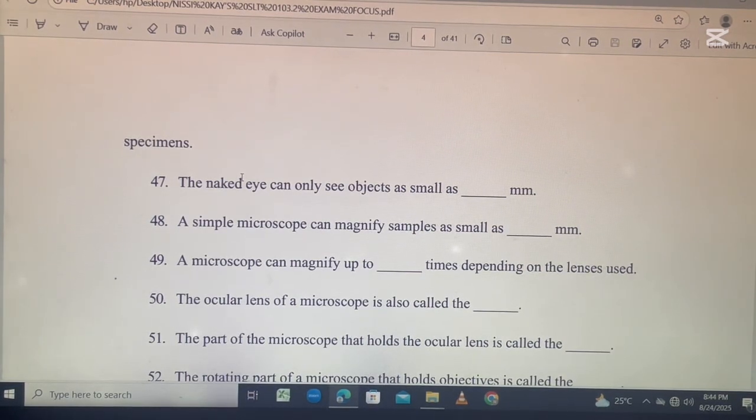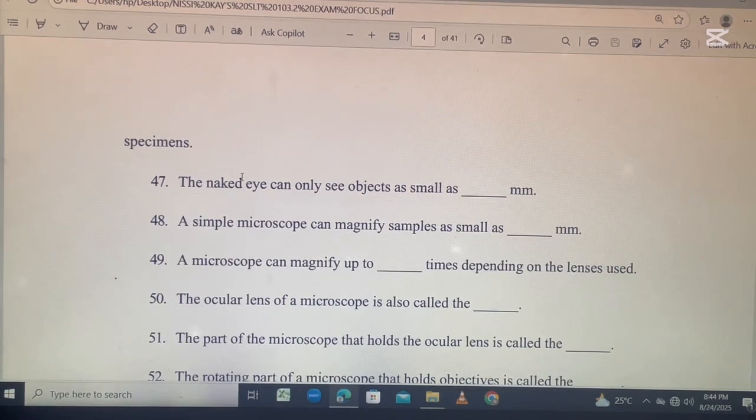Now, a simple microscope can magnify samples as small as 0.0002, that is 2 times 10 raised to the power minus 4 mm. All right, so a simple microscope can magnify samples as small as that. Now, a microscope can magnify up to 1000 times depending on the lenses used. Now, the ocular lens of a microscope is also called the eyepiece.